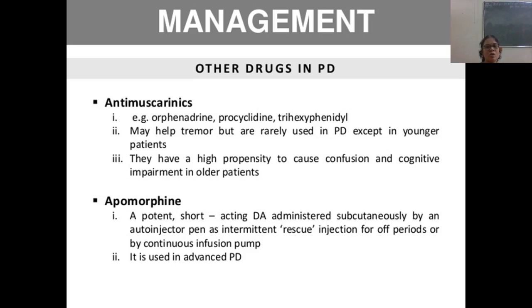Apomorphine, a potent short-acting dopamine agonist, is administered subcutaneously by an auto-injector pen as intermittent rescue injection for off periods, or by continuous infusion pump also can be given. It is used in advanced Parkinson's disease.